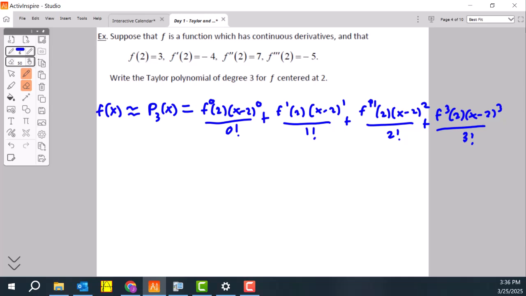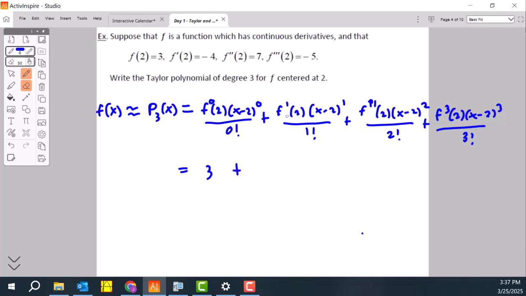Now, we don't need to write all of this out every time. This is just to emphasize the pattern that we're creating here. And it's going to be the same pattern every single time. You're going to start with the 0 power and 0 factorial and 0 derivative, and you're just going to keep going up by 1. So if we look at this, this is just f of 2. That's going to be 3. X minus 2 to the 0 power is 1. 0 factorial is 1.